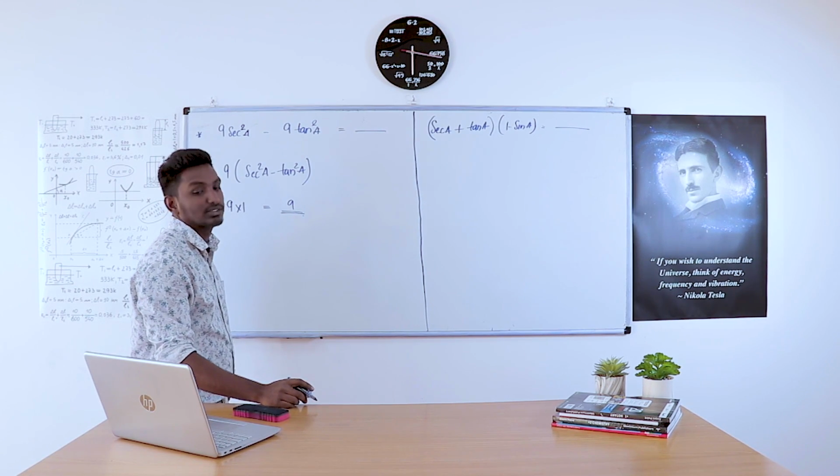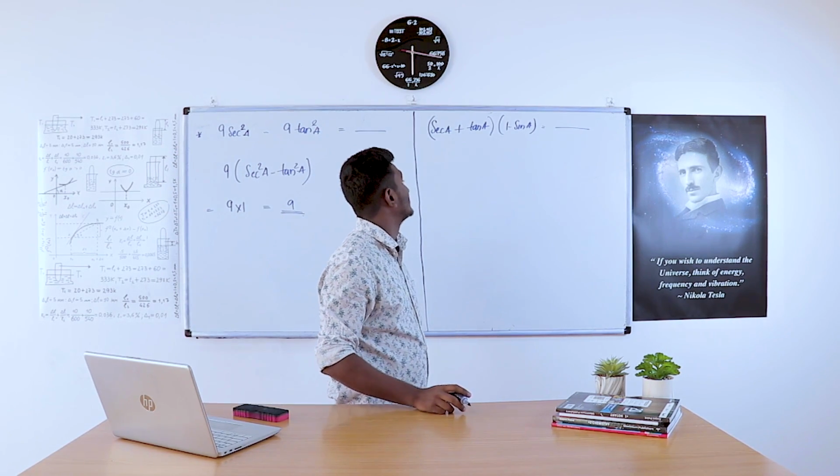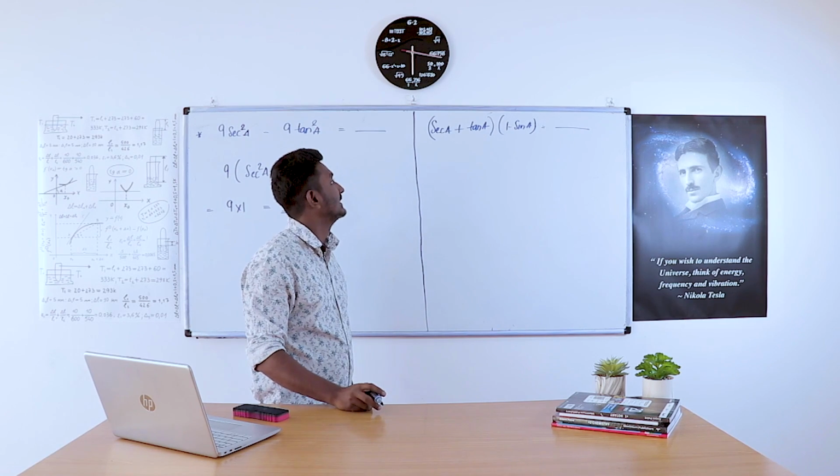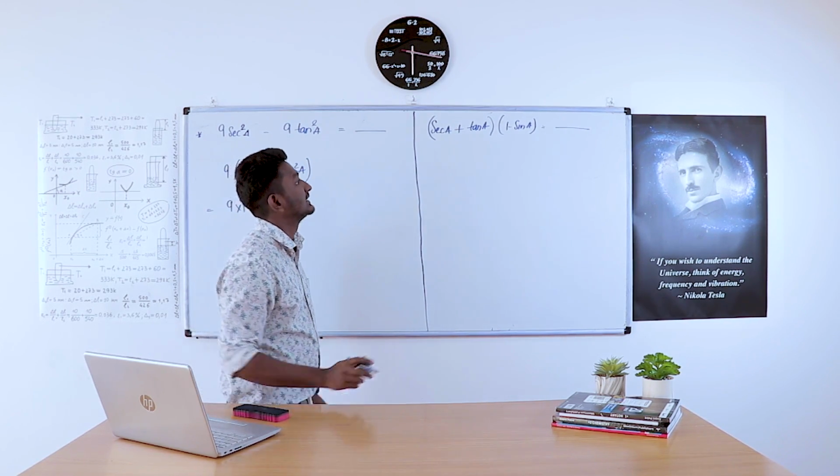Because sec square A minus tan square A is 1. Now look at the next question: (sec A plus tan A) into (1 minus sin A). We need to simplify (sec A plus tan A) into (1 minus sin A).